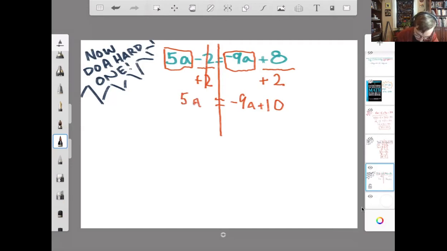You still got that a to deal with. Oh, uh-oh. Don't you guys tell Mr. Vanderlee that I used uppercase a's. Variables are supposed to be lowercase.